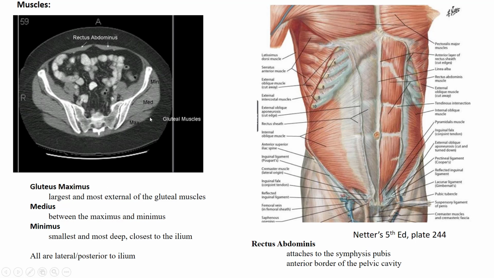The glute maximus is the largest and most external of the gluteus muscles. It may not look like that here. It's just a matter of where this image was actually taken in the body. The medius is between the maximus and minimus, and the minimus is the smallest and most deep, closest to the ilium.